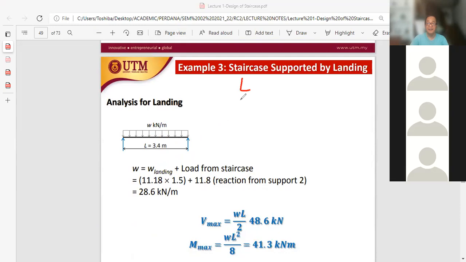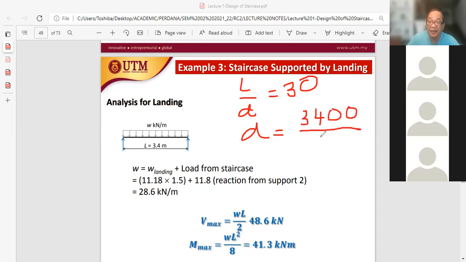L over D approximately 30. Dan daripada sini our D would approximately be equal to 3400 bahagi 30 divided by 30. Anyone? Yang ada calculator? What is 3400 bahagi 30? 113. 113. Okay. Azrita, 113. Terima kasih.